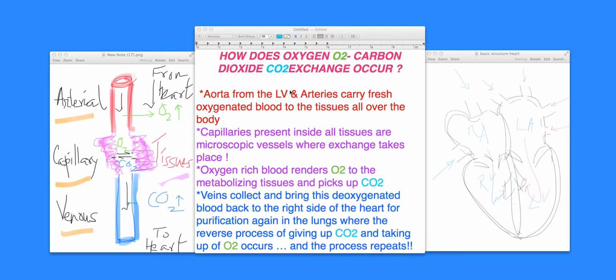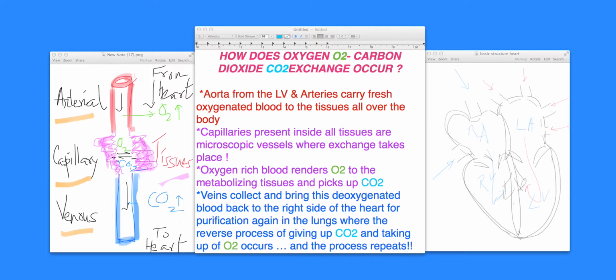Here's an interesting subject I chose for you guys. How does oxygen carbon dioxide exchange occur and where does it occur? Remember, there are two sets of places where oxygen carbon dioxide exchange is important. One is in the lungs and the other is in the tissues where the capillaries are. Well, let's familiarize what are arteries, what are capillaries, and veins first.